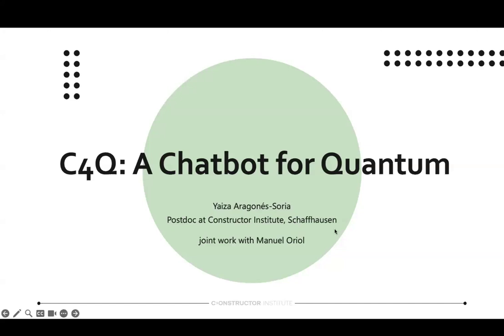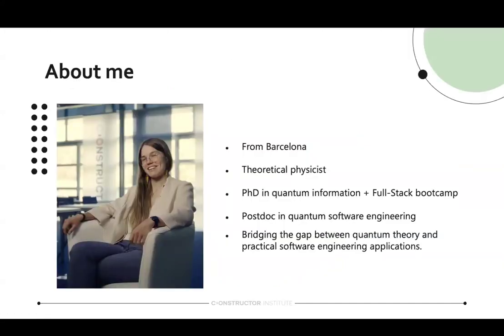But first of all, let me explain a bit about me. I actually come from Barcelona, and I'm not a software engineer. I'm a theoretical physicist. I studied my bachelor in physics in Barcelona. Then I moved to Austria to study my master, also in physics. And then I moved to Cologne in Germany to study the PhD, also in physics, and in concrete in quantum information. During this PhD, I discovered the joy in coding, so I decided afterwards to do a bootcamp in full stack developing. And with these two backgrounds, I got this position, a postdoc in quantum software engineering here at Constructor Institute Schaffhausen. And the research that we are doing here is trying to bridge the gap between quantum theory and practical applications in software engineering.